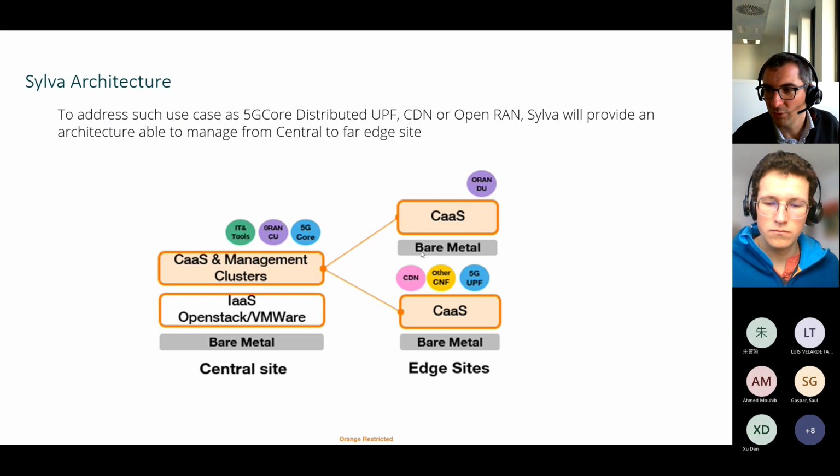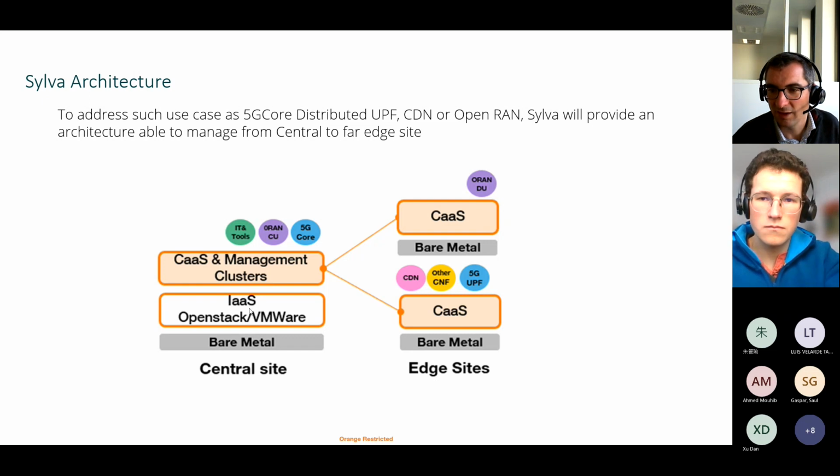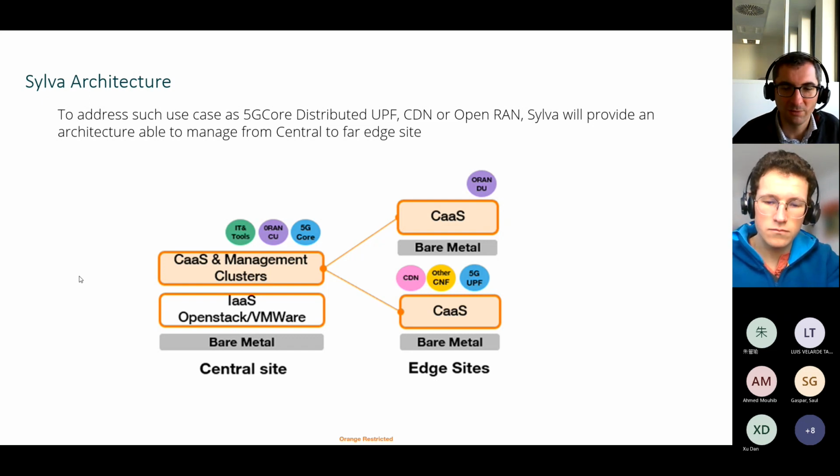Mainly on the edge deployment, you can have CAS on bare metal, but we are not limited to this. You can have even CAS on bare metal, on OpenStack or VMware, and Matthew will detail this point just after.